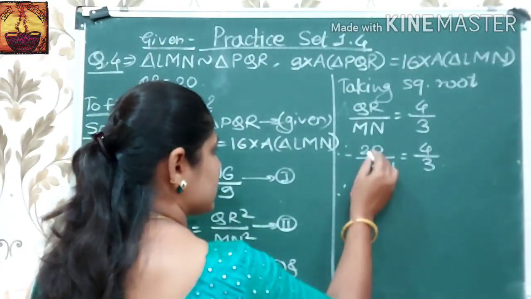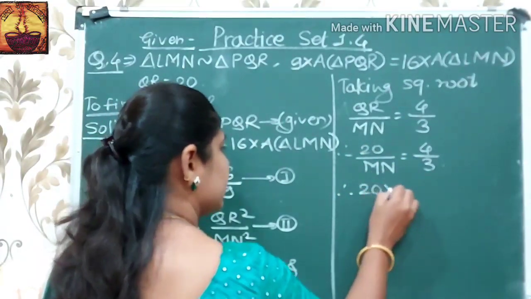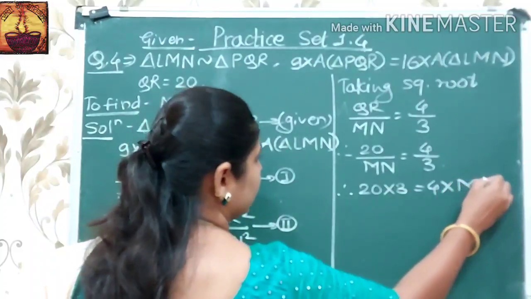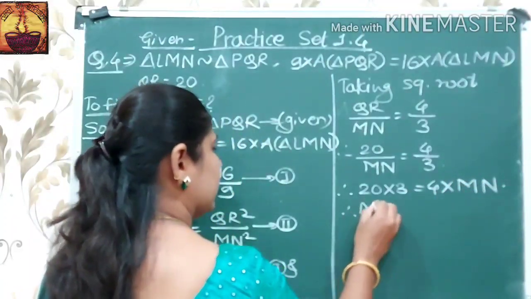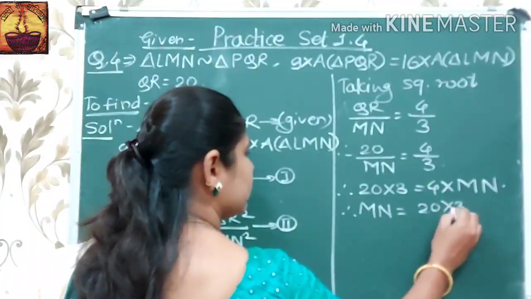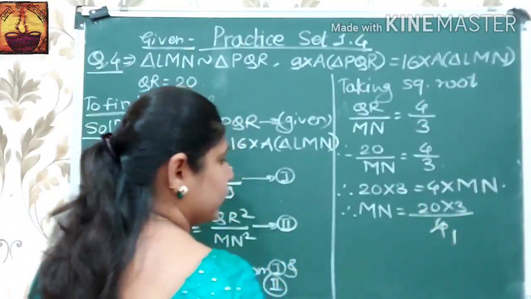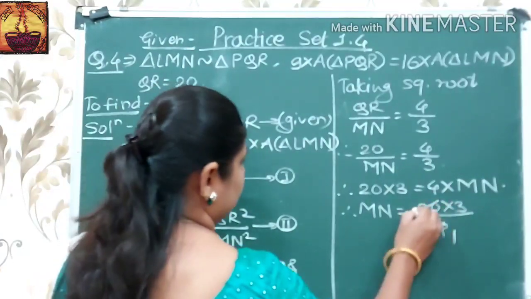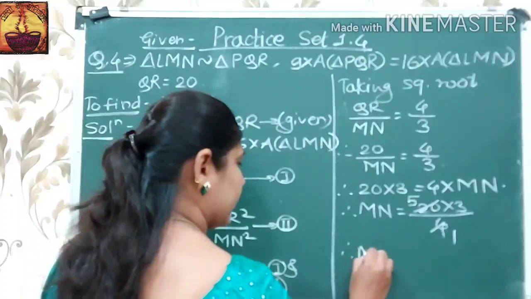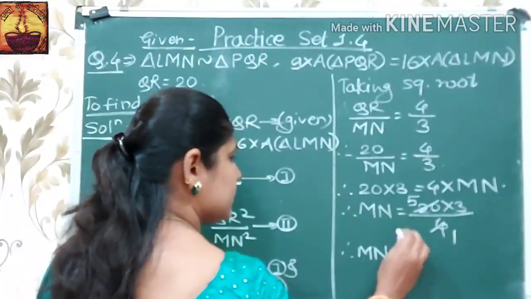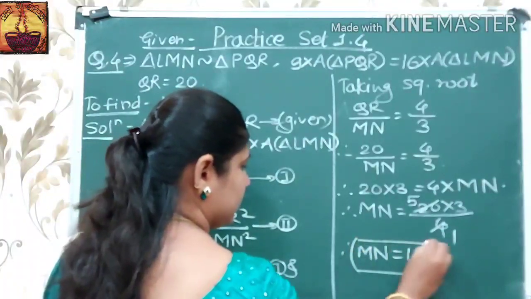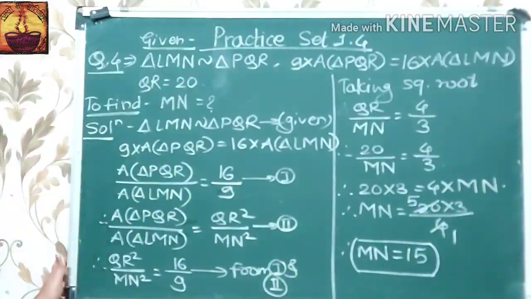After taking cross multiplication, 20 into 3 is equal to 4 into MN. Therefore, MN is equal to 20 into 3 upon 4. 4 ones are 4 and 4 fives are 20. Therefore, MN is equal to 5 into 3 is 15. Value of MN is 15.